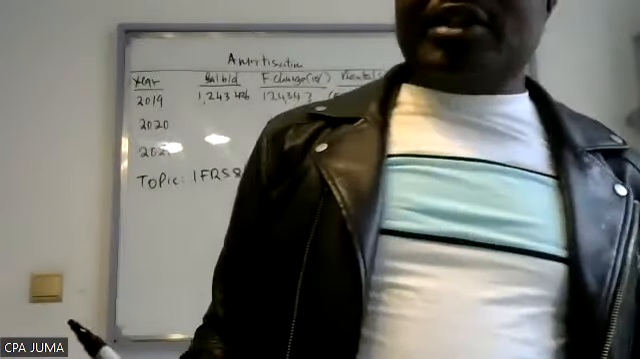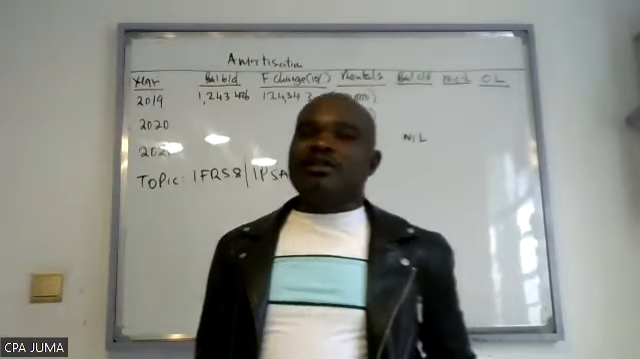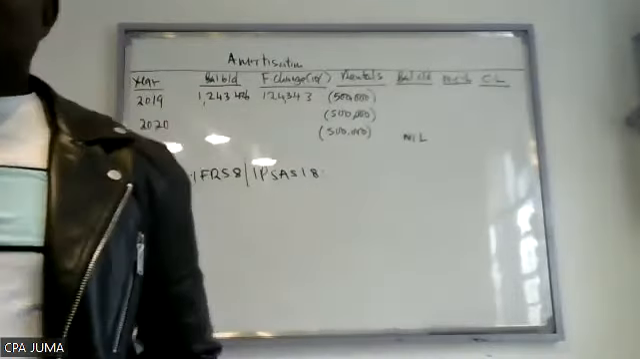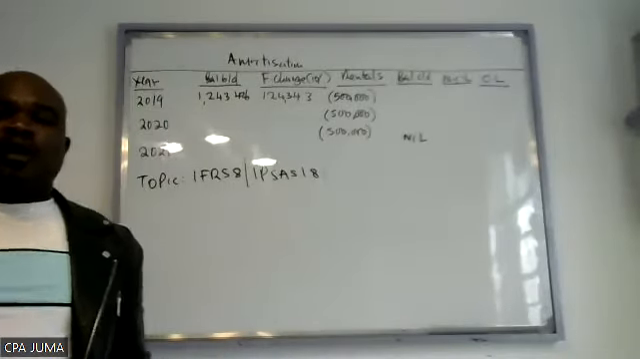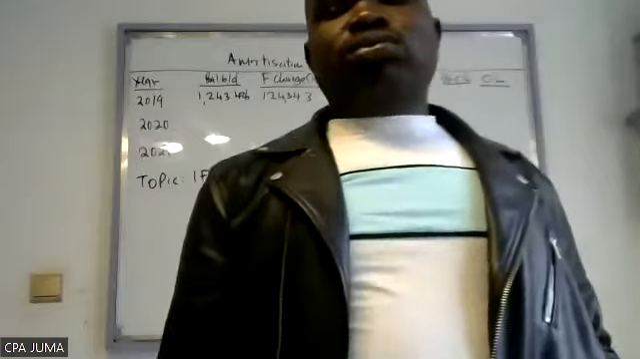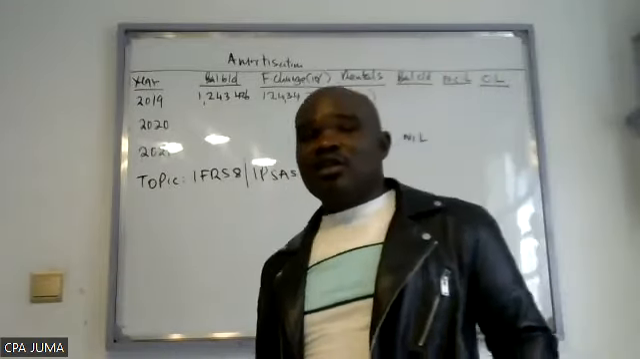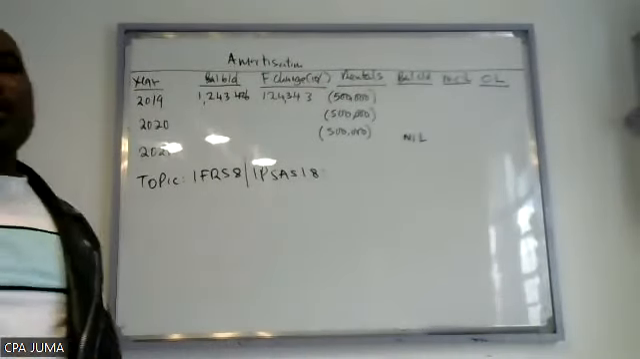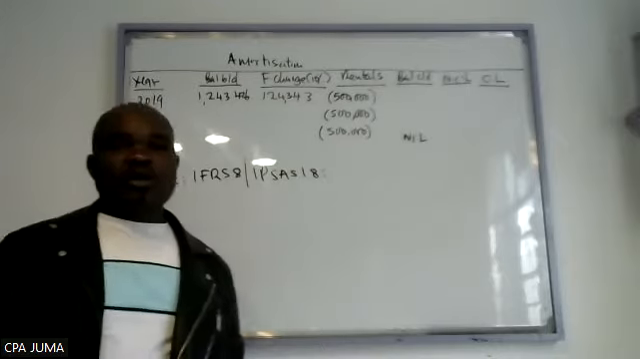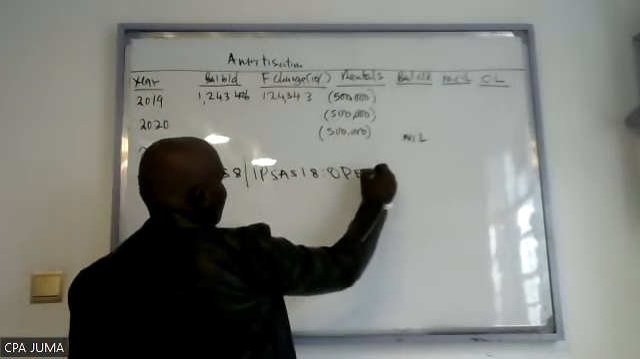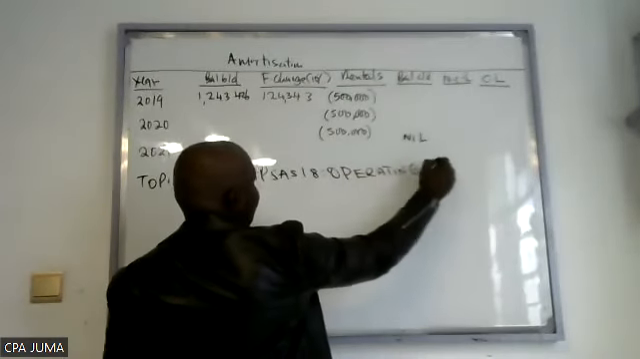IFRS 8 is on operating segments. How about IPSAS number 18? IPSAS 18 is about what? For public sector. IPSAS 18, segmental reporting. So that is where we are. Thank you. Operating segments.